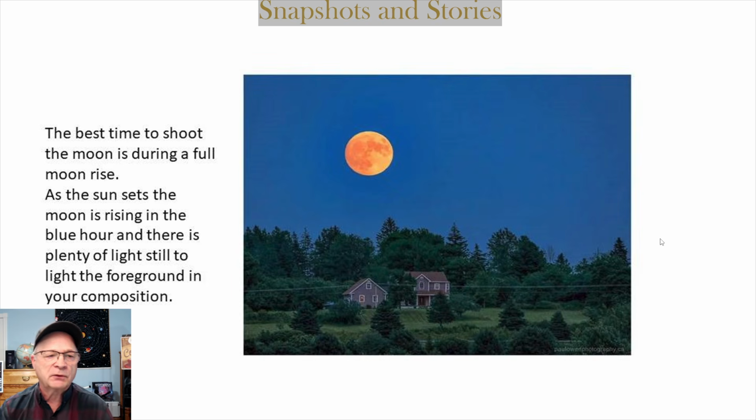So the best time to shoot the moon is during a full moon rise. Basically, as the sun is setting in the west, the moon is rising in the east at a true full moon. And when that happens, there's still plenty of light to light up your foreground interest, so that you're able to get a shot of that beautiful moon rising, and you still have a nice foreground, whatever that happens to be. I'll show you a variety of foregrounds as we go, so you can set up your composition the way that you like. So this is actually very, very important.